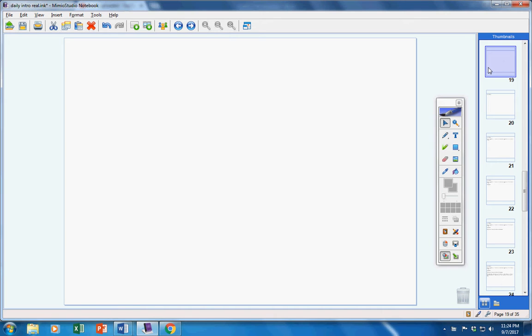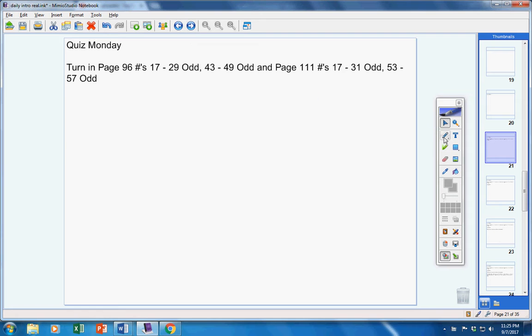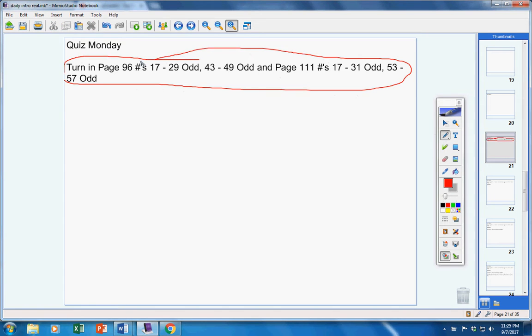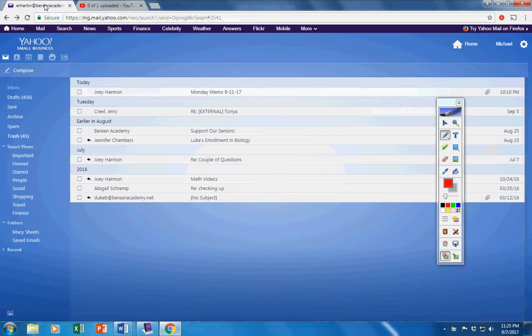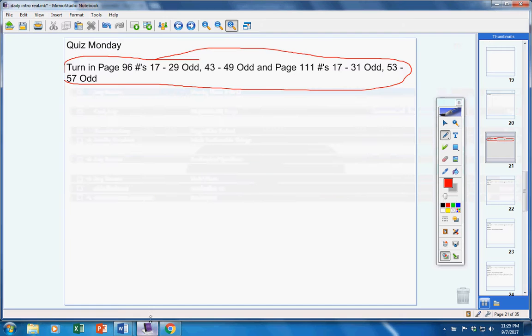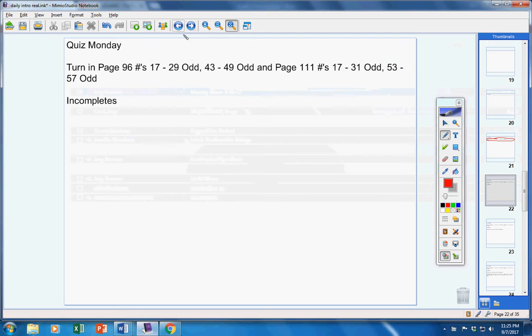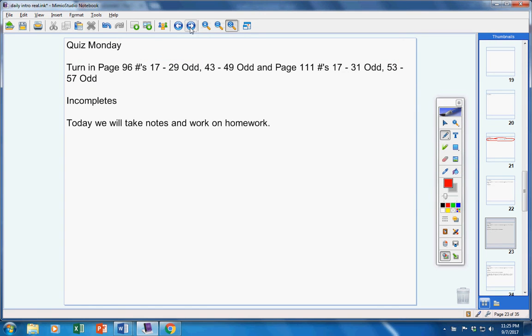Here we go. First of all, there'll be a quiz on Monday. Please study well over the weekend. Quiz on Monday. Turn your homework in from yesterday, please. If you've not done that yet, let me check my email real quick, see if you've turned that in. No, not yet. Okay. So please turn your homework in. Incompletes, there are none. Now today, Macy, we're going to take notes and we're going to work on homework.